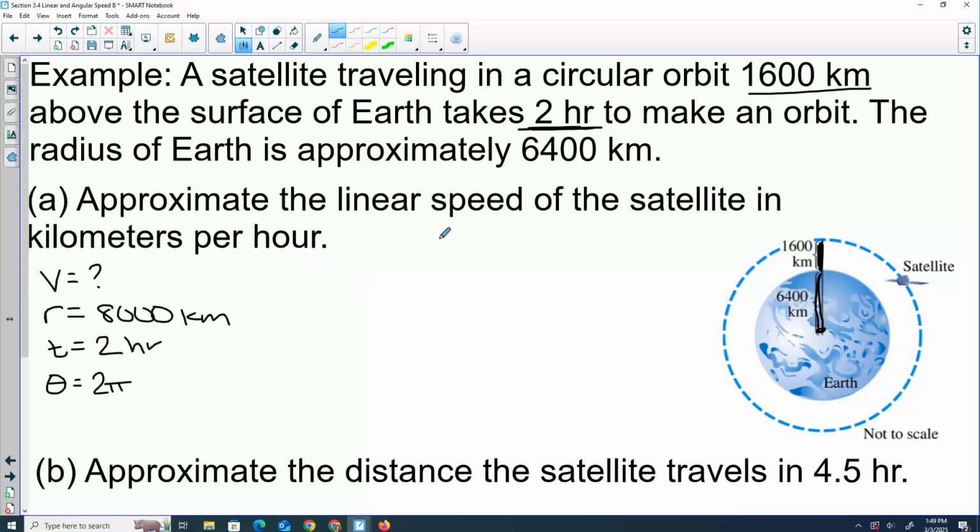All right, so I have 2 options for v. V equals s over t, but I don't have s. Or v equals r omega, but I don't have omega. So either way, I'm going to have to do 2 formulas here. Let's say I wanted to do v equals s over t. So first I have to find s. What formula could we use to find our s?